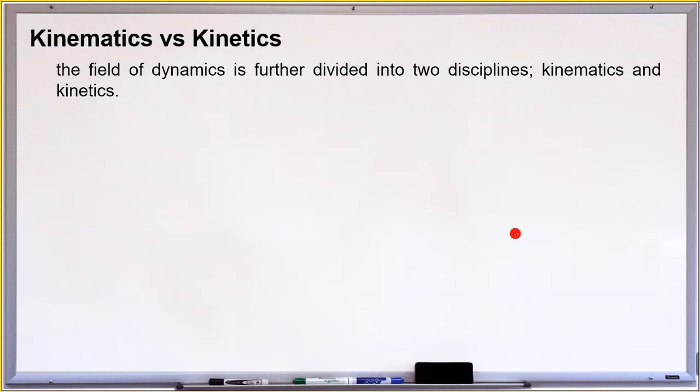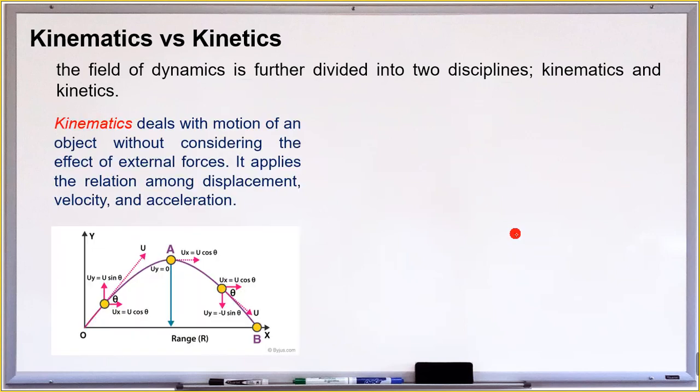Okay, so let's move on to kinematics versus kinetics. These two concepts are the subfields of dynamics or sub-branches of dynamics. So again, mechanics is divided into two. We are now through with statics and the other one is dynamics. Now dynamics can be further divided into two disciplines. We have kinematics and kinetics.